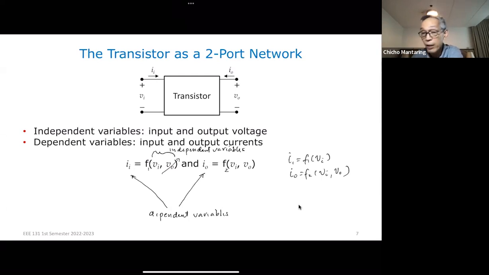Now, as I mentioned, there are some limitations to the unilateral model, but for the moment, it will suffice for what we are going to use it for, this unilateral model. Any questions with regard to this assumption of unilateral behavior? Any questions? Again, unilateral means the output should not affect the input.